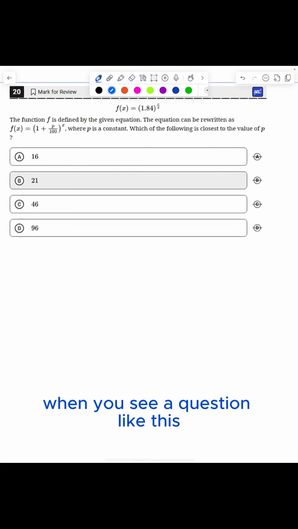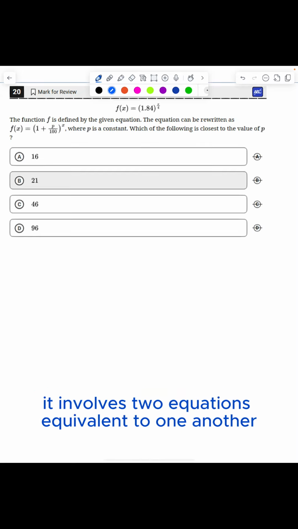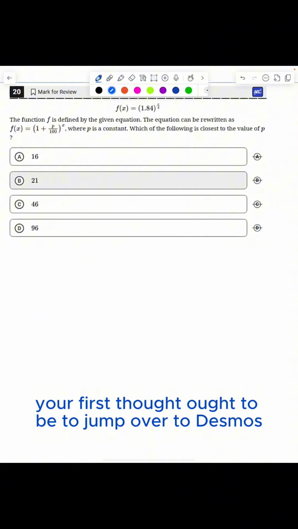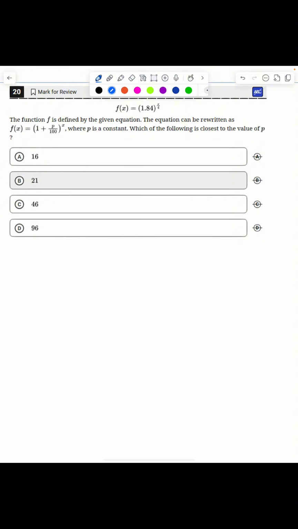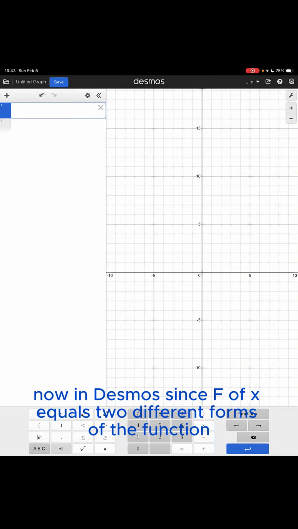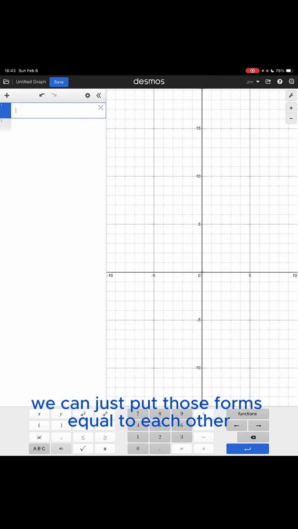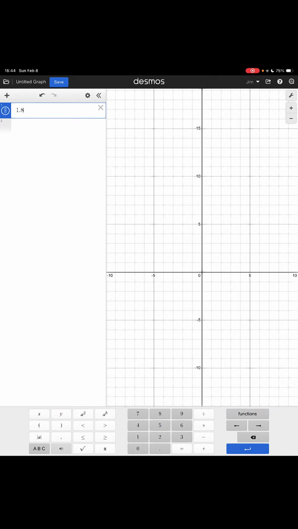When you see a question like this, it involves two equations equivalent to one another. Your first thought ought to be to jump over to Desmos. That's going to be the quickest way to do this. Now in Desmos, since f of x equals two different forms of the function, we can just put those forms equal to each other.